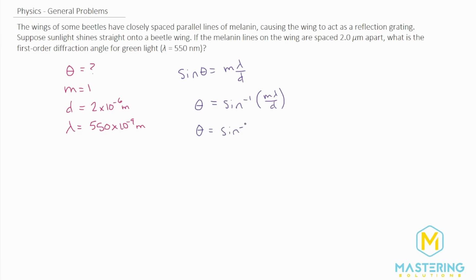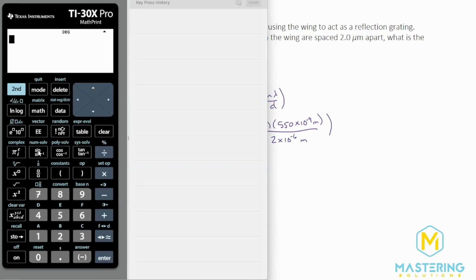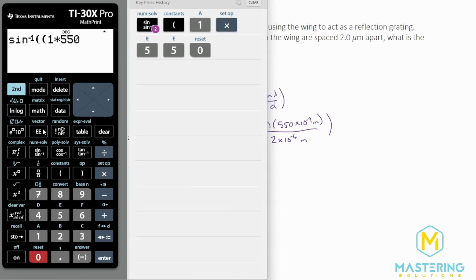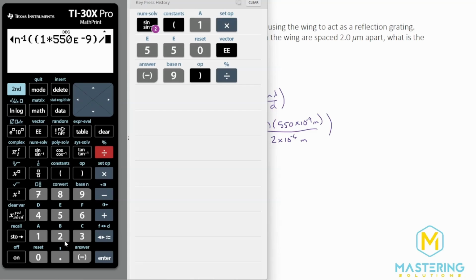So the inverse sine of m is 1. Lambda, we said, is 550 times 10 to the negative 9 meters. And d, in this case, is 2 times 10 to the negative 6 meters. So when we go to our calculator, we have the inverse sine of 1 times 550 times 10 to the negative 9, and then that's divided by 2 times 10 to the negative 6.